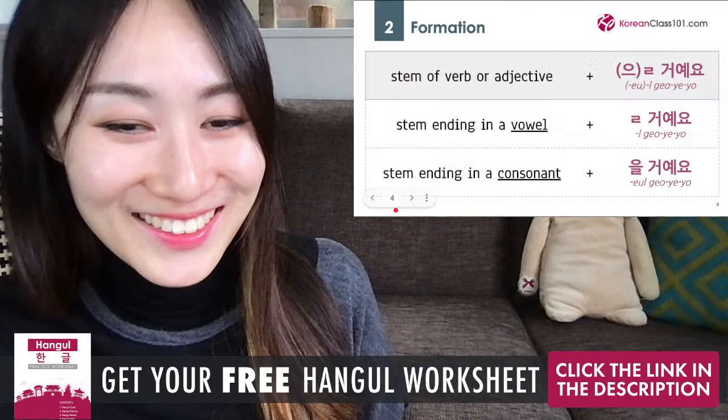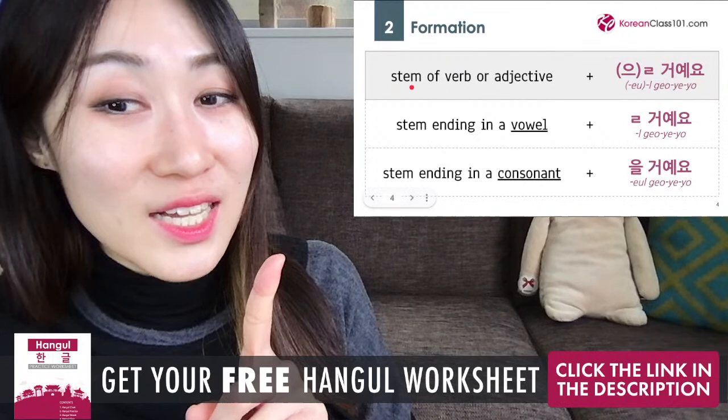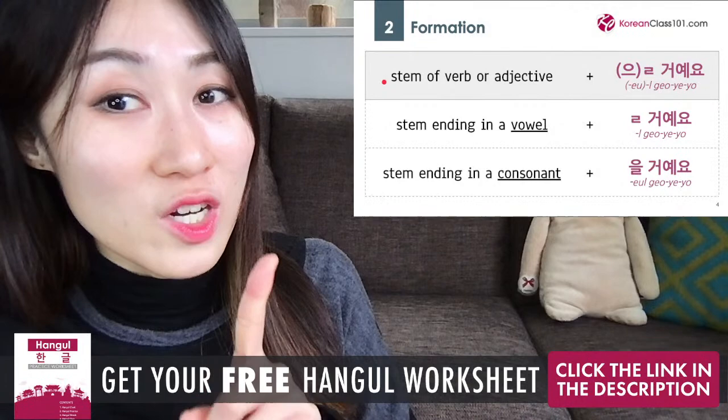Okay, this is how you form the future tense. So first, you need to get this: the stem of a verb or adjective, plus 을 거예요.